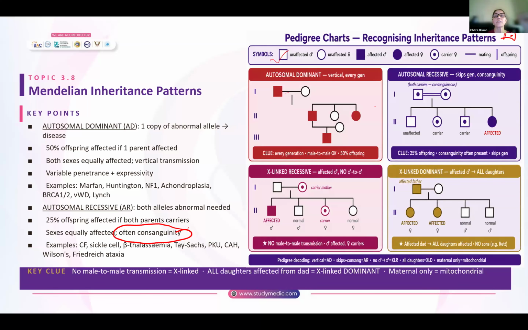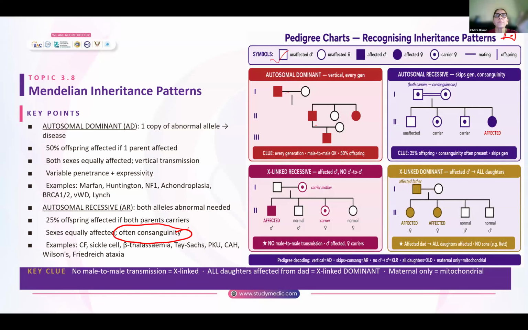Okay, so now what we are seeing here is you have this affected male mating with a female that is unaffected. So this is the first generation. In the second generation, you have an affected male, you have an affected female, and you have an unaffected female. If you come down to the third generation, this affected male is transmitting the disease again to an affected male.